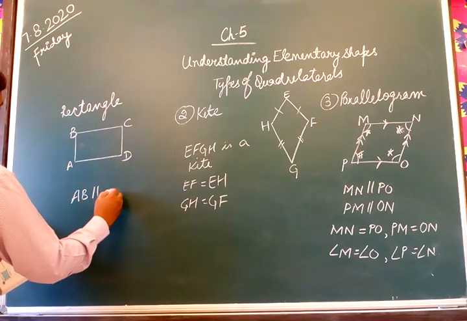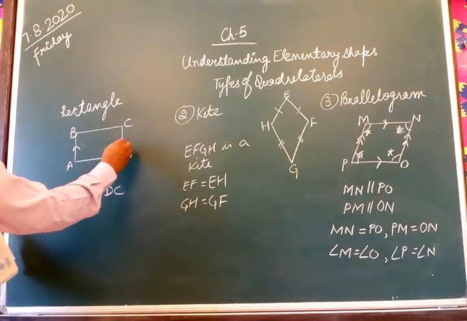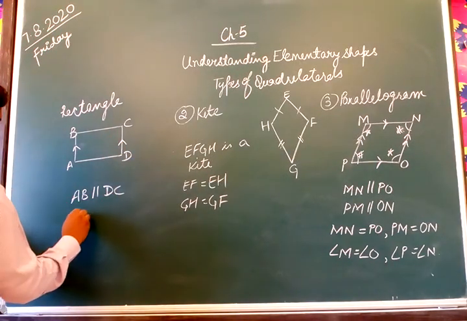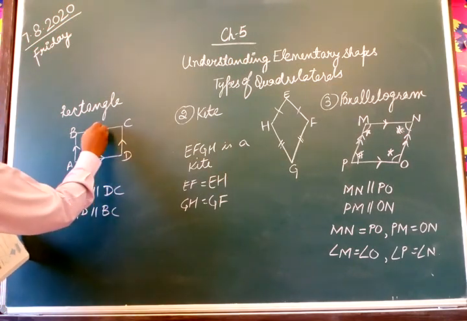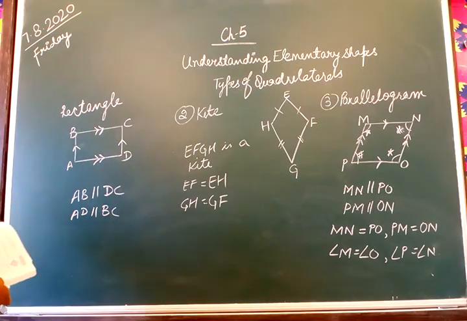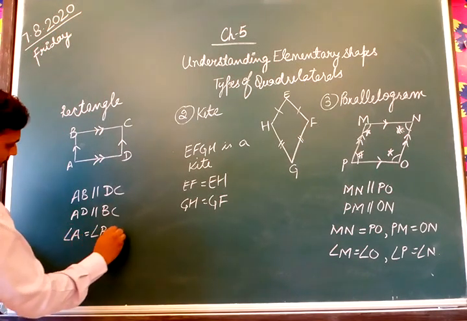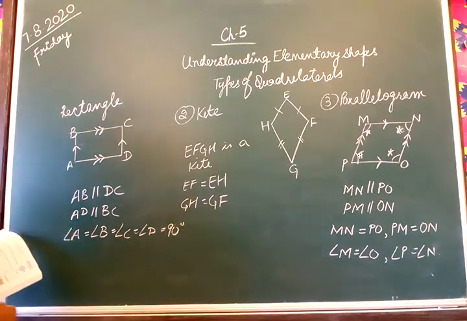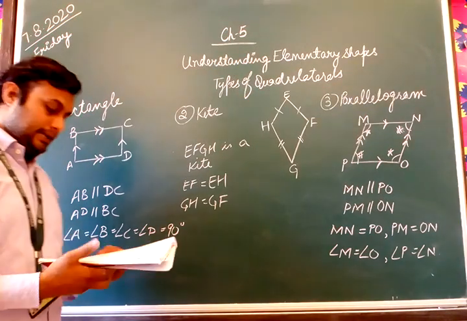AB is parallel to DC. AB is parallel to CD. This side is parallel to this side. And AD is parallel to BC. This side is parallel to this side. These opposite sides are parallel to each other. Angle A equals angle B equals angle C equals angle D, all are 90 degrees.